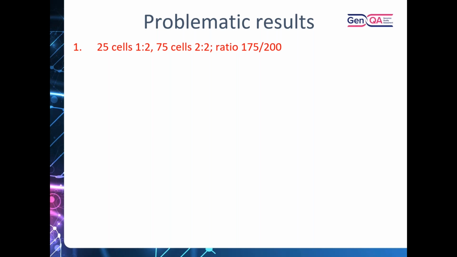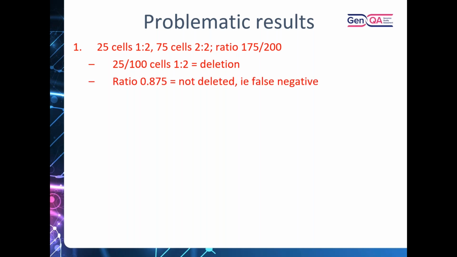If you're just working on signal ratio, what do you get with that? You've not already calculated it. So a signal ratio of 0.875. So strictly speaking, if people are using signal ratios, the cutoff of less than 0.8 is what you'd use to call as a deletion. So that would actually be a false negative if you're relying totally there on signal ratio.